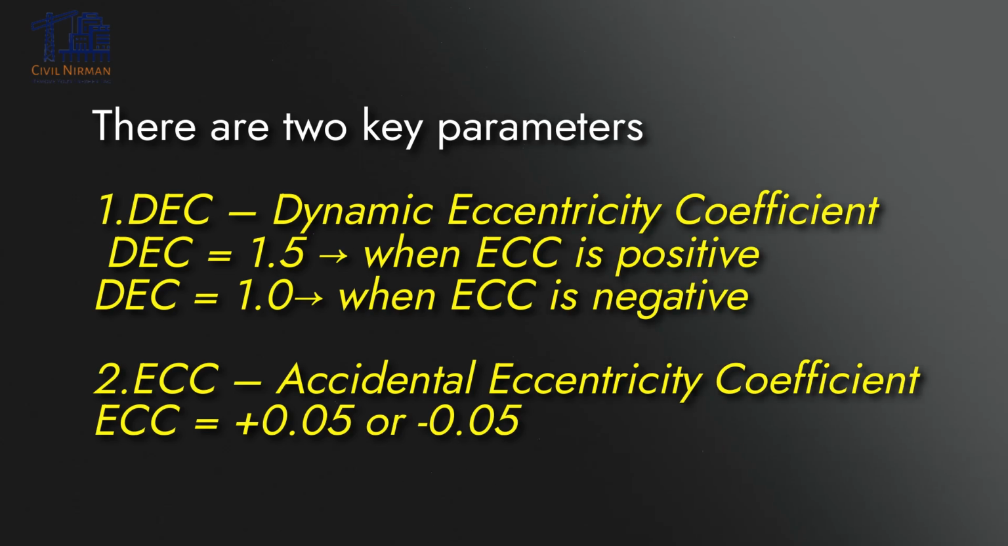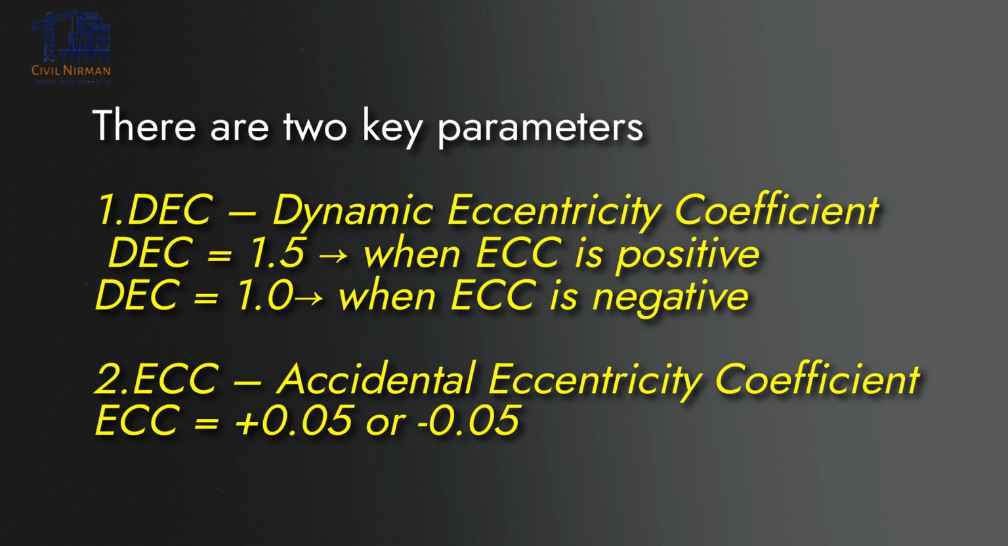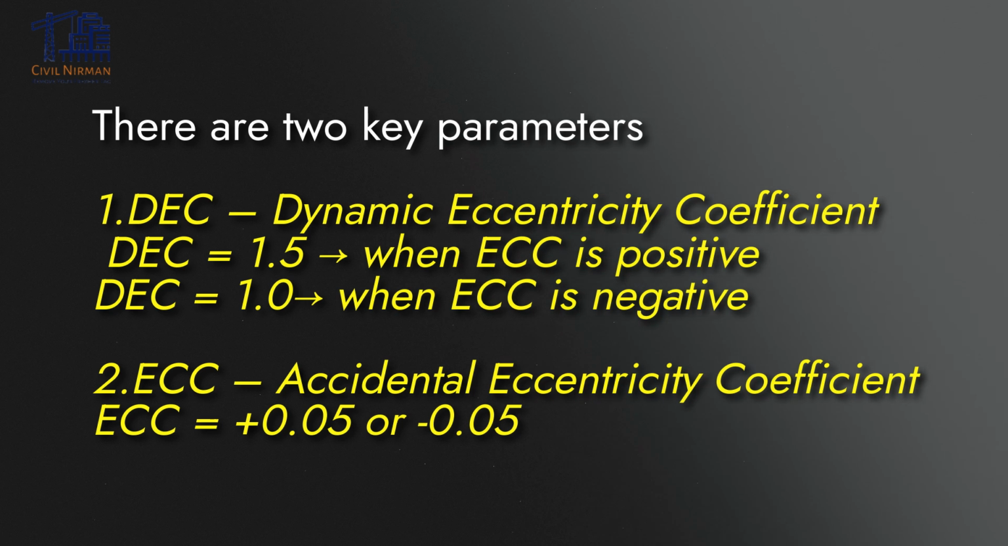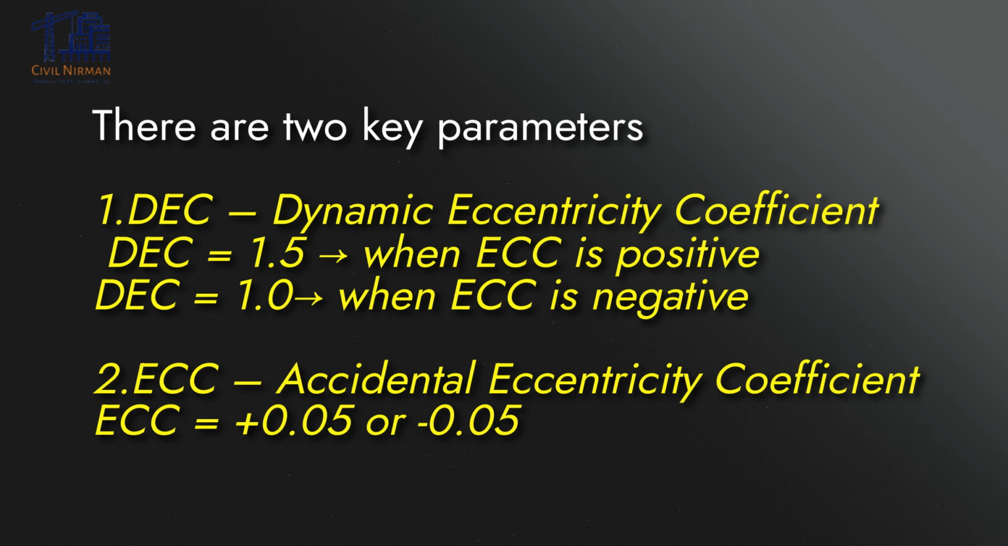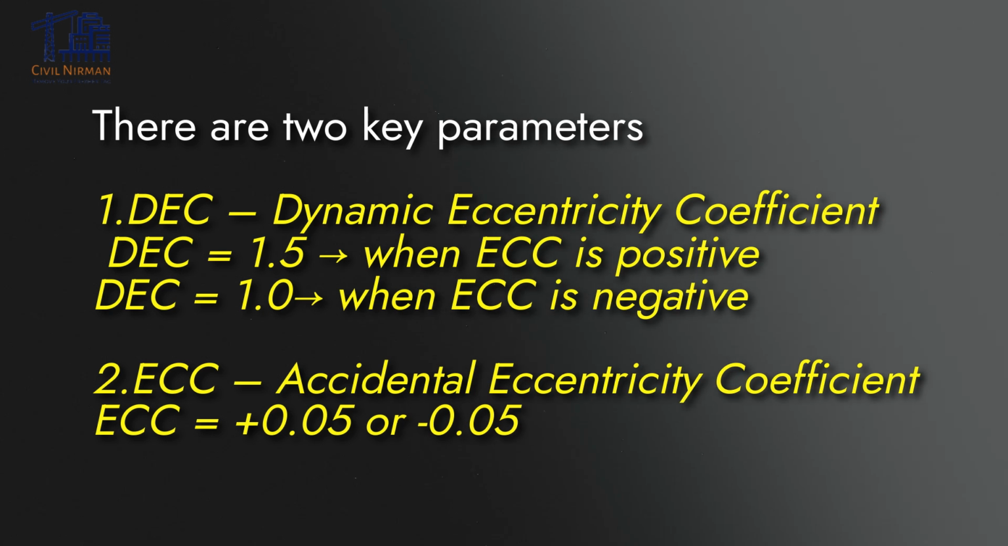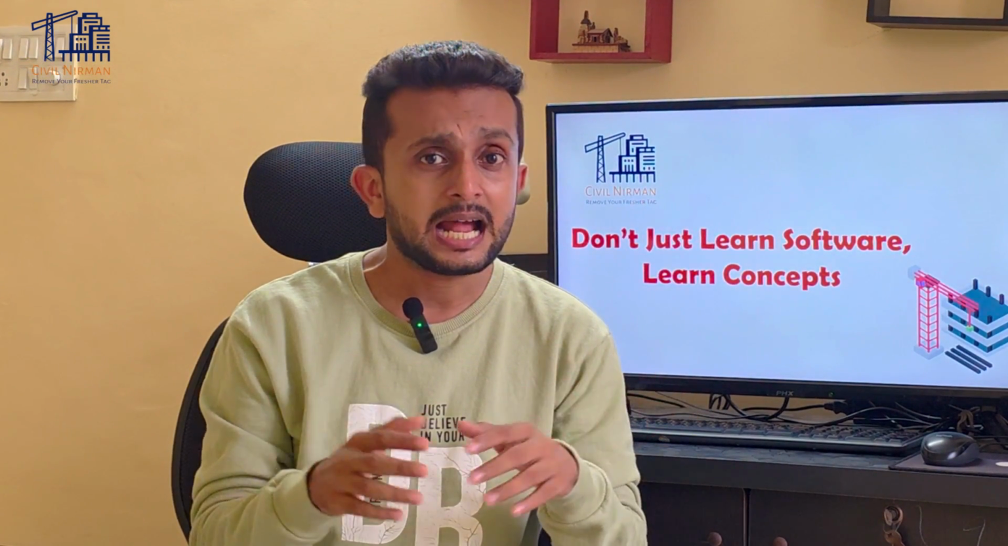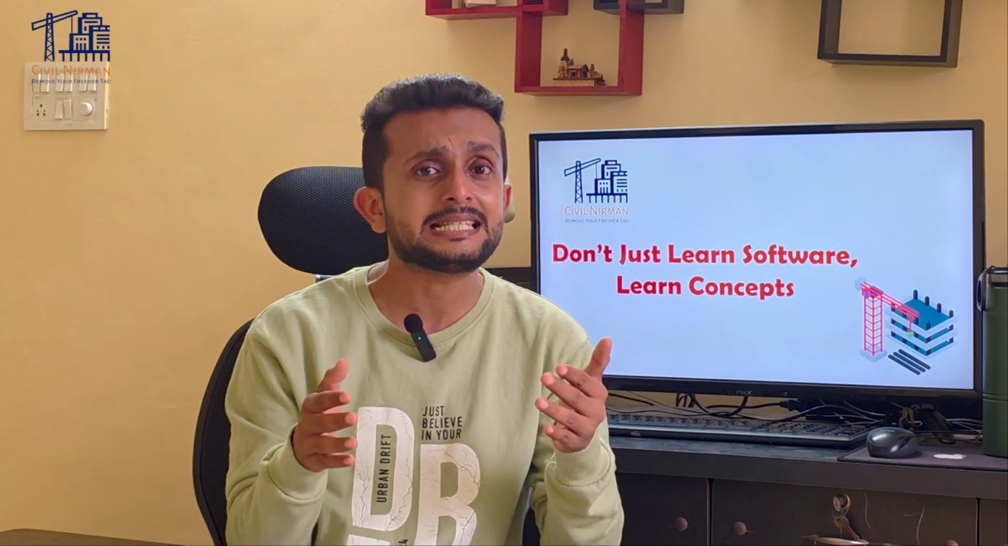There are two key parameters in the latest STAAD.Pro Connect Edition version. DEC, which stands for Dynamic Eccentricity Coefficient. Here DEC is 1.5 when ECC is positive, and DEC is 1 when ECC is negative. ECC stands for Accidental Eccentricity Coefficient, which is plus 0.05 or minus 0.05. Alright, so let's understand how you can write this syntax in STAAD editor.